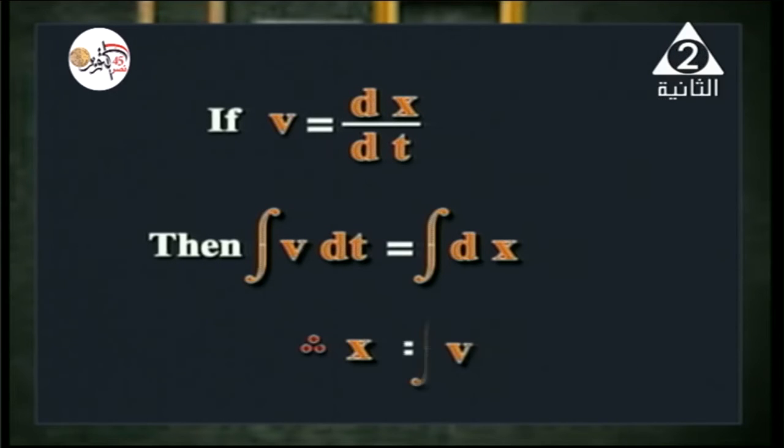What is the integration of dx, my dear student? It is x. What is x? The position vector equals what? The integration of v dt. Then this relation is very important. Position vector x equals the integration of velocity with respect to time t. Don't forget, my dear student, v equals dx over dt. Then x equals the integration of v with respect to time t.